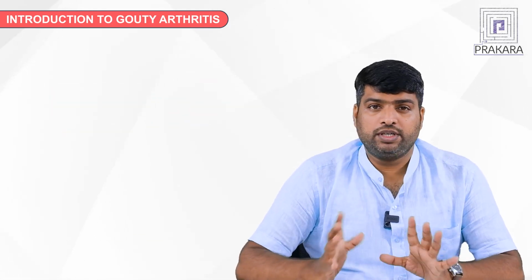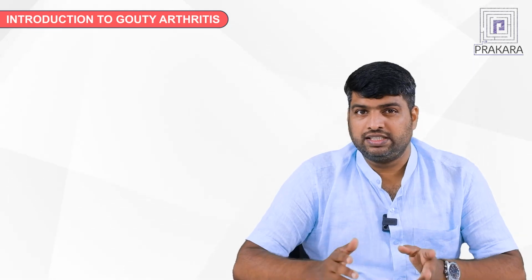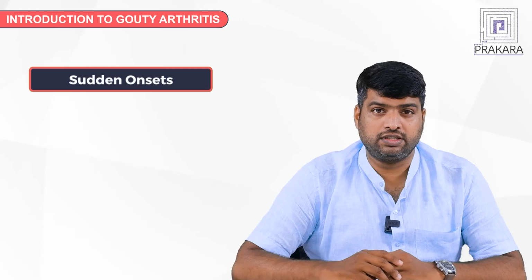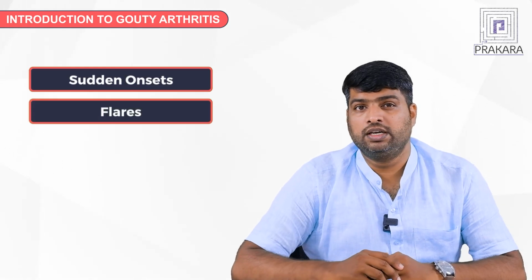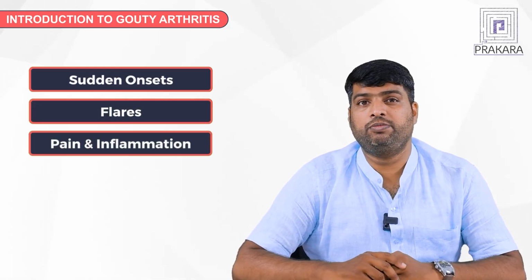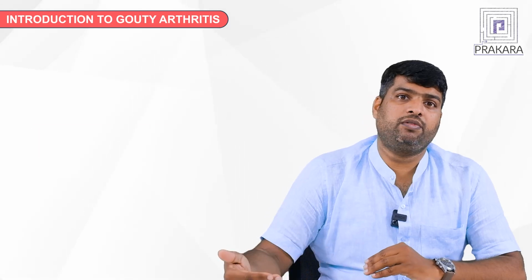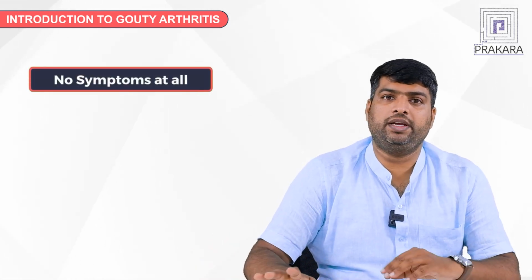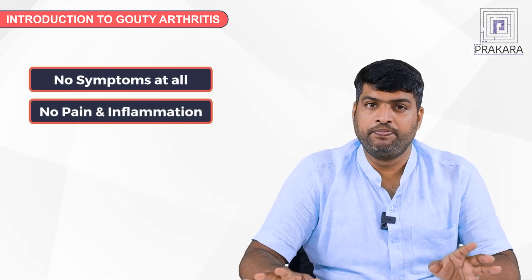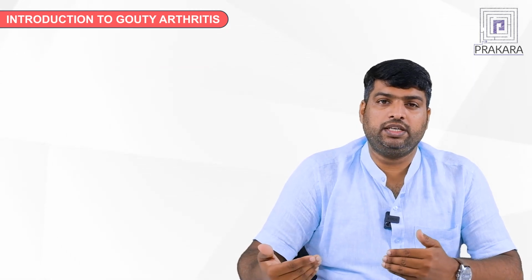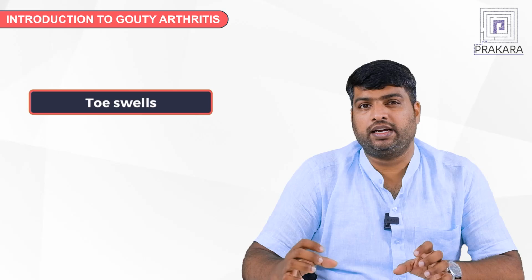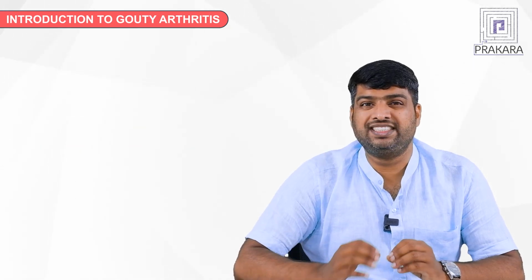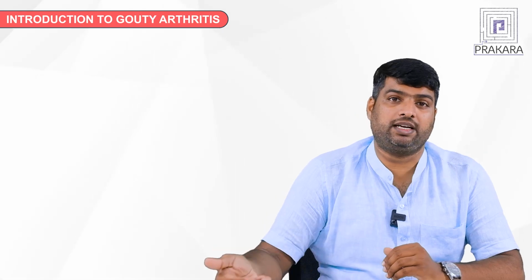So if you take a gout patient, this is one of the scenarios, guys, and you would see a sudden onset, that is, flares: a sudden onset of pain and inflammation. Or the person may suffer from quiescent symptoms, that is, no symptoms at all; the person lives happily, and pain and inflammation do not happen. You would also see tophaceous gout, which means excess deposition, and you would see crystals getting deposited that cause damage.